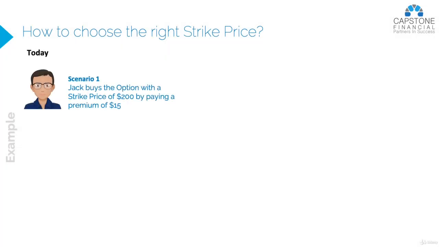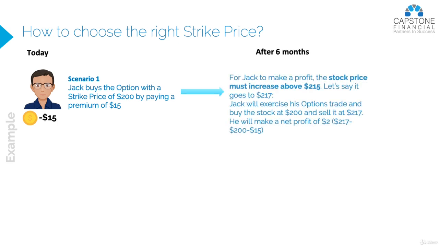So how to choose the right strike price? Scenario 1: Jack buys the option with the strike price of $200 by paying a premium of $15. After 6 months, for Jack to make a profit, the stock price must increase above the $215 level. We discussed in earlier lessons that we need to bring back that initial premium outlay. Let's say the stock goes to $217. Jack will exercise or close his position, buy the stock at $200 and sell it at $217, making a net profit of $2 per contract.